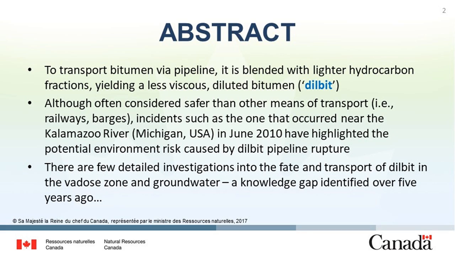Although it's often considered safer than other means of transport, for example railways and barges, incidents such as the one that happened near Kalamazoo River in Michigan almost 10 years ago have highlighted the potential environmental risk caused by dilbit pipeline rupture. Dilbit, in general, has light fractions and heavy fractions, so it can be more complicated in its behavior than regular conventional crude, and its behavior in the environment hasn't been well established.